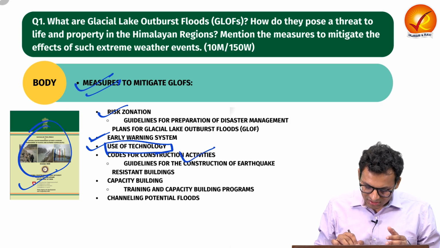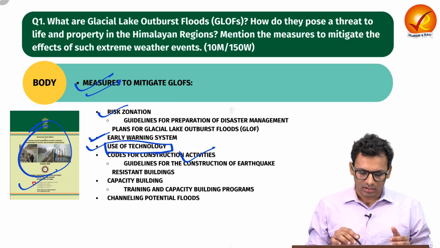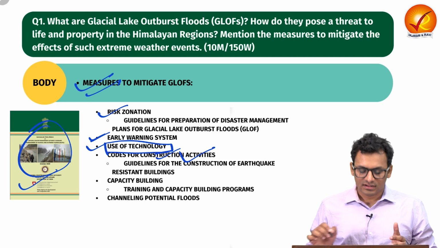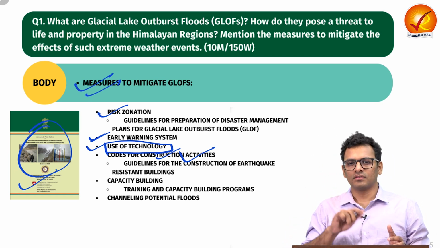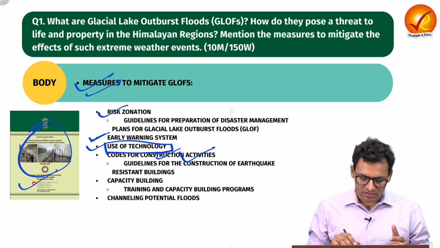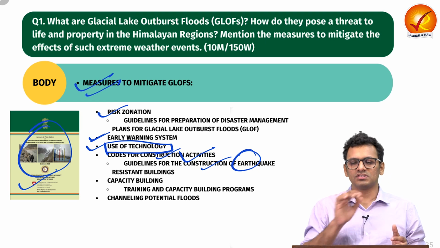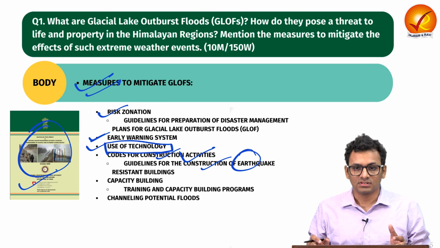Fourth is code for construction activity. We have seen that such lake outbursts can also happen due to haphazard construction activity, which affects the carrying capacity of the ecosystem of the surrounding region. So there should be proper guidelines for construction, specifically to prevent certain kinds of floods, which also have an indirect impact with respect to other disasters.